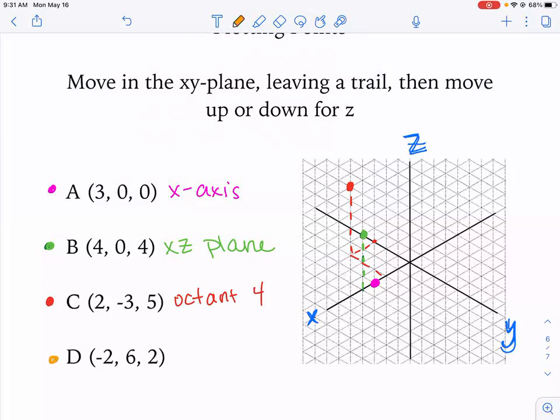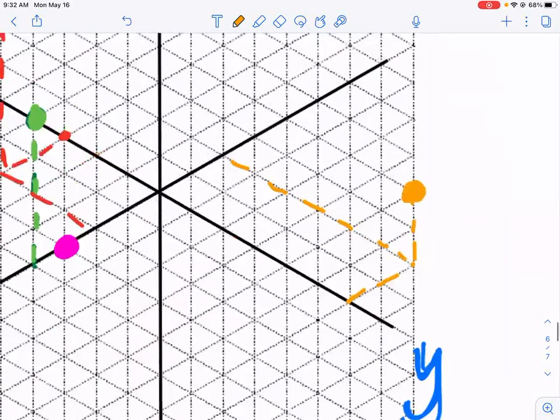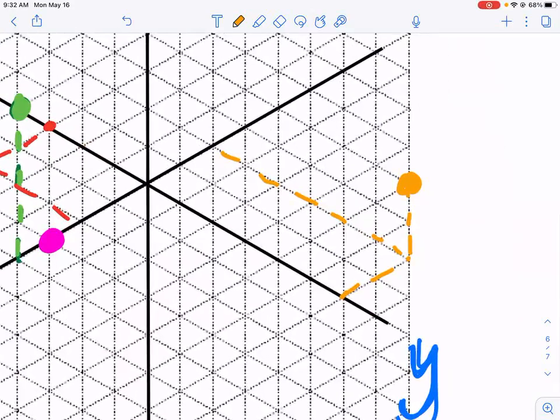I'll make that one orange. So -2, 6. I'm gonna go backwards on the X and positive for my Y, and leave a breadcrumb to this corner to go up to. At your table, decide which octant this lives in.